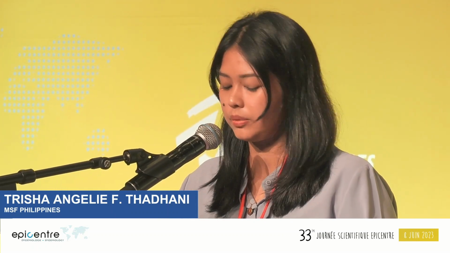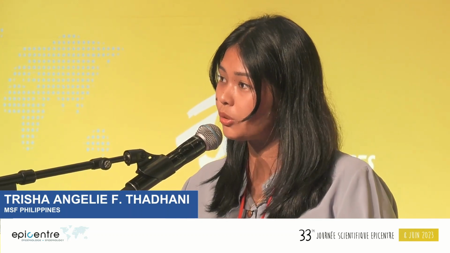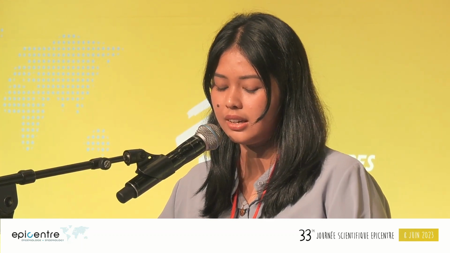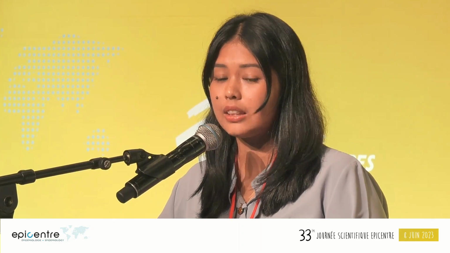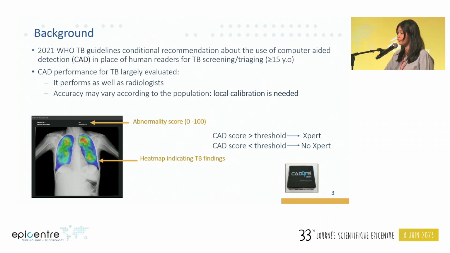So how does CAD work? A digital X-ray is obtained, and the image is then processed by the software. CAD then produces an abnormality score from 0 to 100, and a higher score indicates a higher likelihood of active TB. A heat map is also used to pinpoint lesions suggestive of TB. The set threshold score is then applied to the patient's CAD score to identify the patients who need confirmatory testing. So for example, if a participant undergoes chest X-ray and their CAD score is above the threshold, they are sent for GeneXpert testing. If their score is below threshold, no GeneXpert is done.